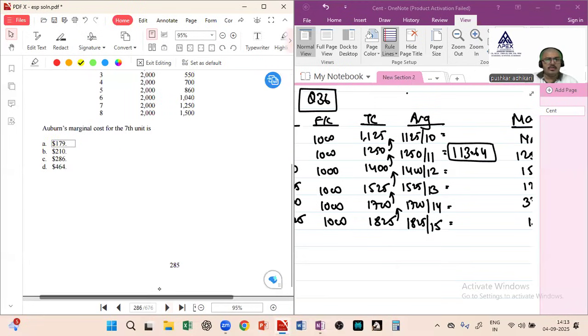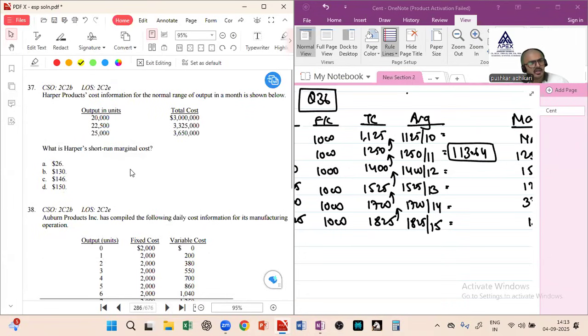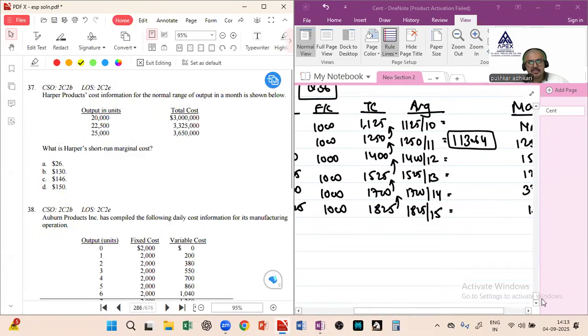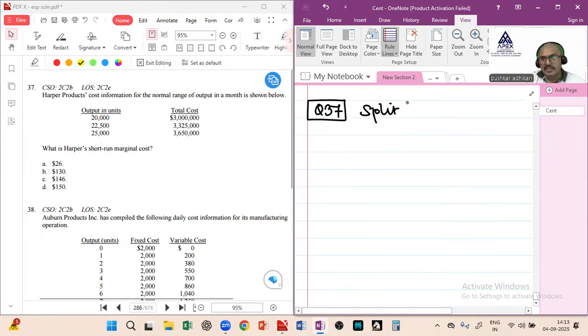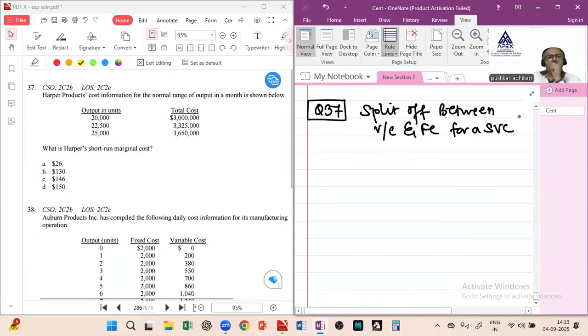Next, we go to question number 37. 37 belongs to the same family. But 37, please be careful. 37 is asking you an interesting concept here. Question number 37 asks you to create a split between variable cost and fixed cost for a semi-variable cost. Now here, first of all, let us talk concept again.